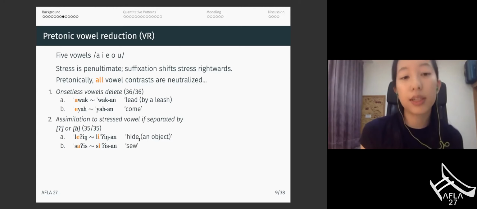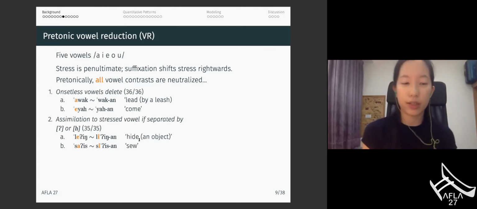Otherwise, vowels will assimilate to a following stressed vowel if the two are separated by a glottal stop or h. So therefore, we have leing alternating with liingan.